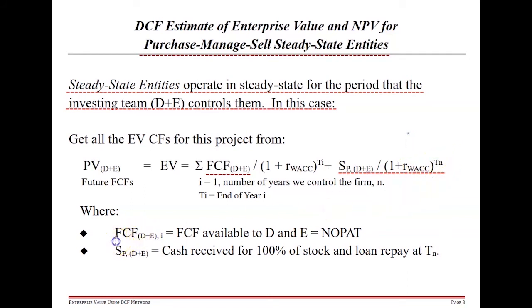And in this case, again, because it's a steady state firm, our free cash flow available to lenders and owners in any year I is going to be the same in all years, and it's going to be just NOPAT. And again, that's because we're assuming that this is a steady state firm for the time we own it.